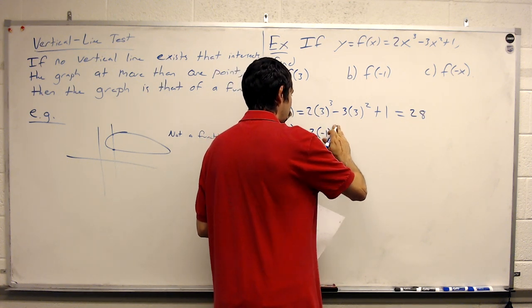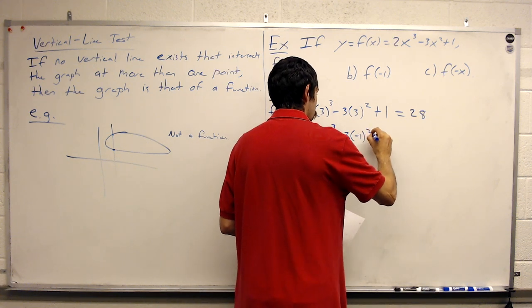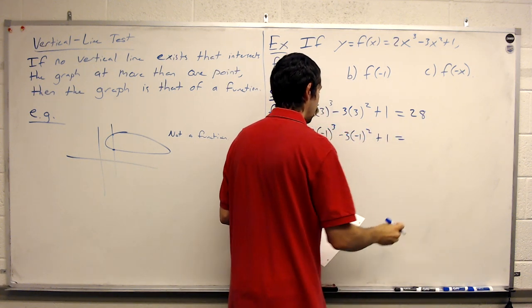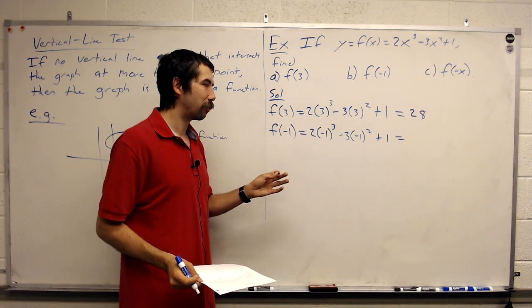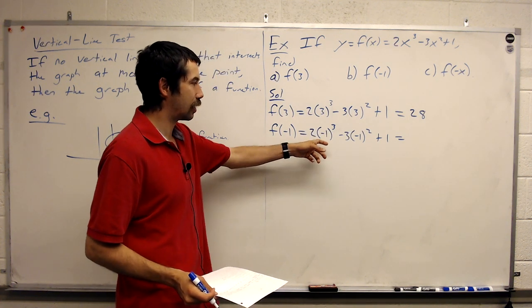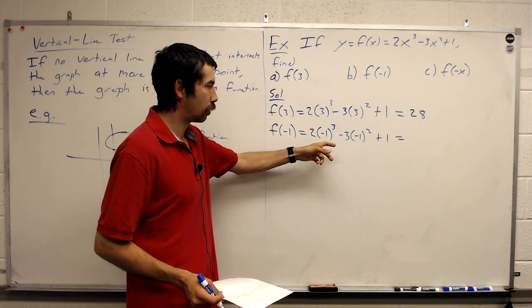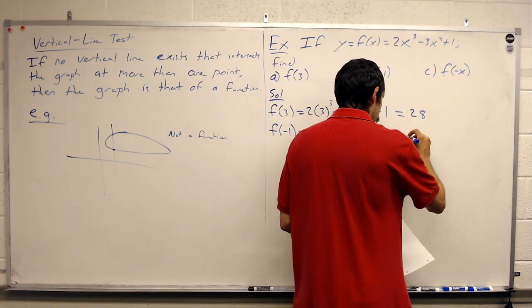So 2 times negative 1 to the third minus 3 times negative 1 squared plus 1. With these negatives, it's so important to remember your parentheses. Otherwise, you're going to get wrong answers. All right, so this is negative 2 minus 3 plus 1. That's negative 4.